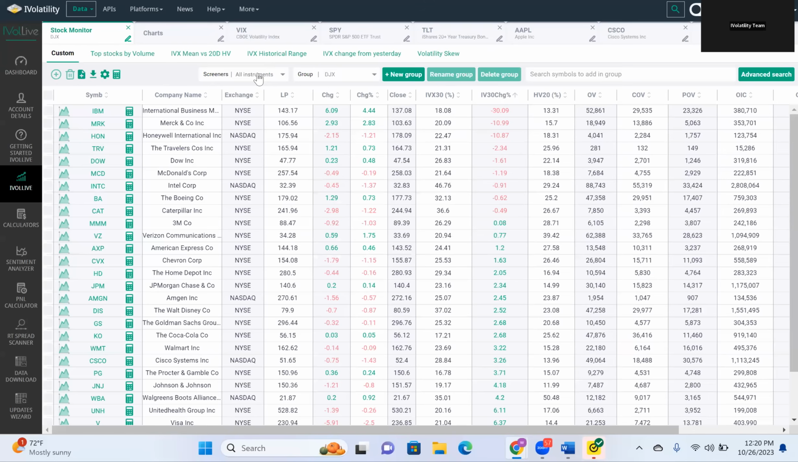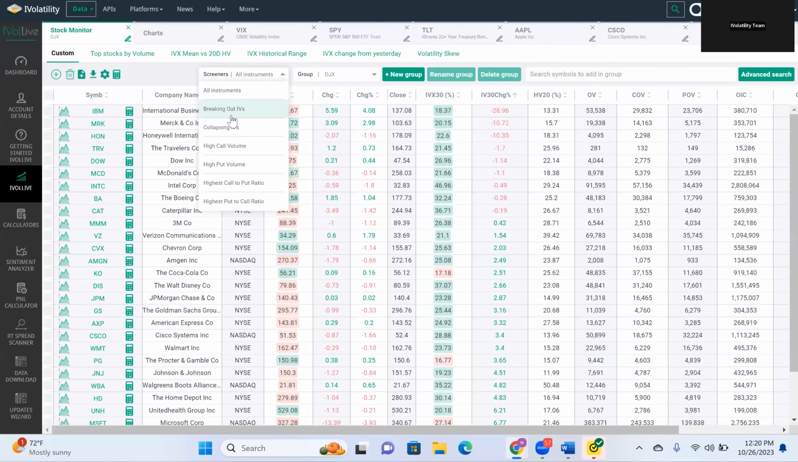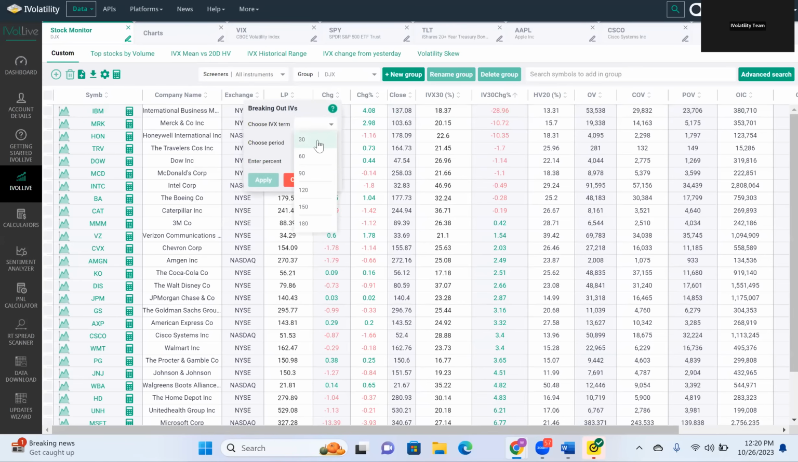So if we come here, right now we're screening for all instruments. So basically what's here is the entire Dow with nothing excluded. But let's say we only wanted to look at stocks that had implied volatilities that are breaking out. What that means is the future trading action is predicted to have more volatility than what the volatility has been in the past, right? In other words, something's happening, whether it's earnings, momentum trading, lawsuits, take your pick, but something's happening.